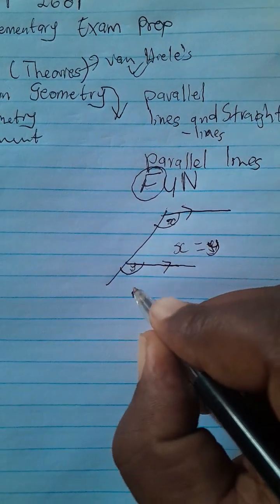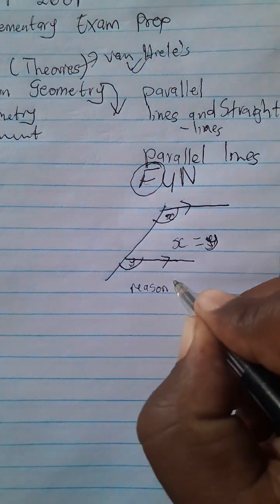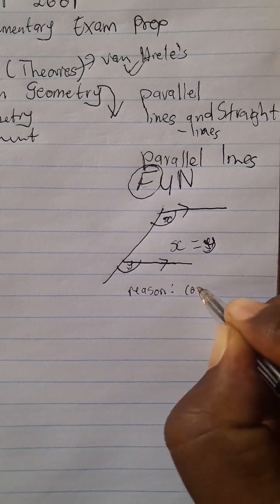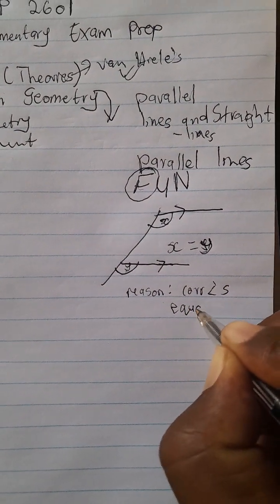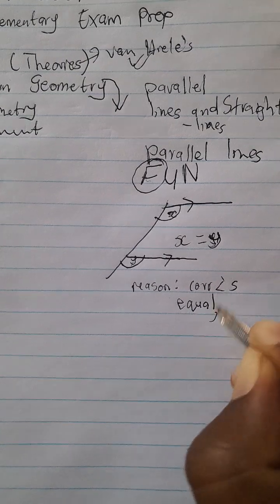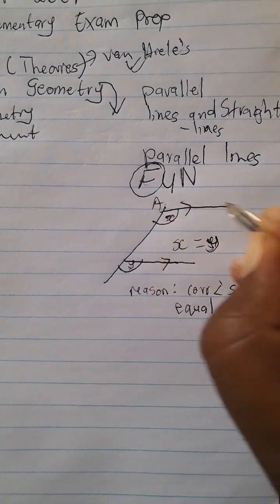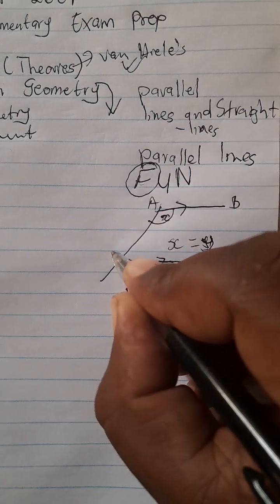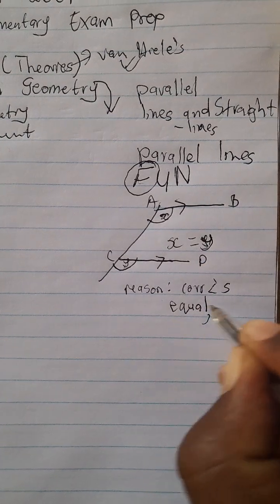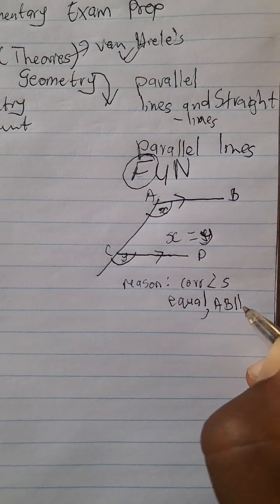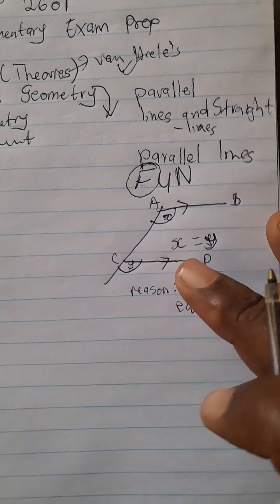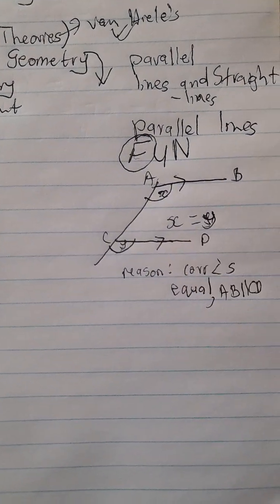So the reason will be corresponding angles equal. Right. So then let's say the parallel lines were A, B, C, D. You will then say, comma, AB parallel to CD. So it's very essential that you know your parallel lines.